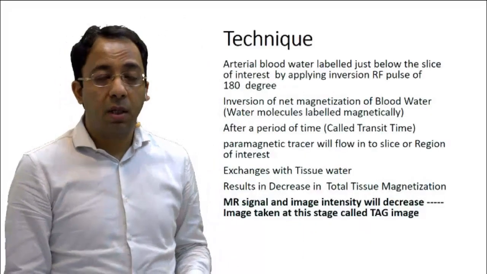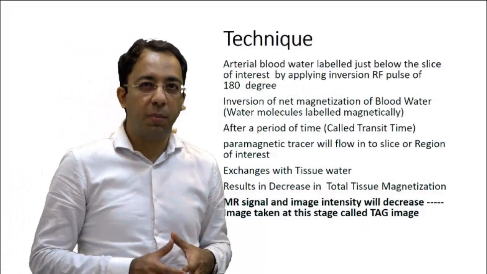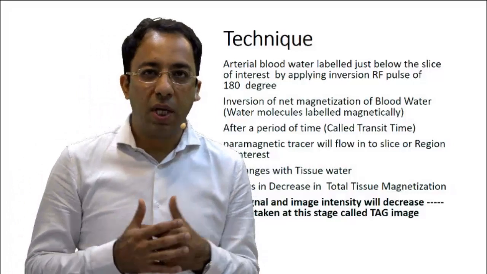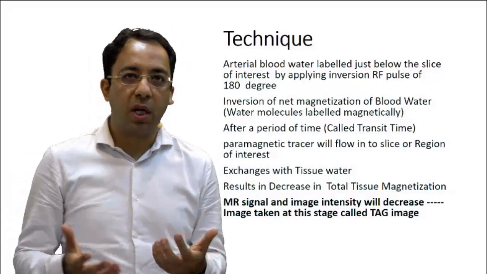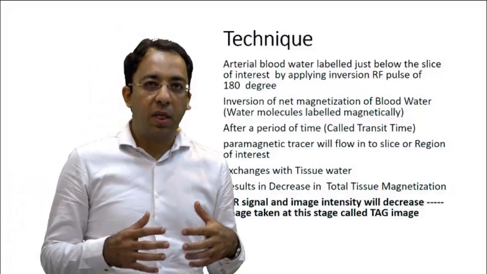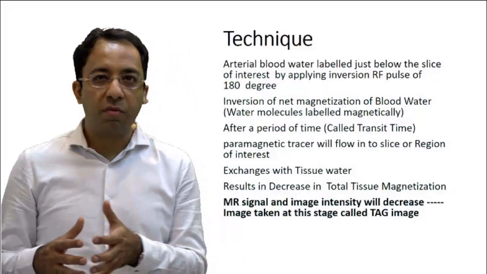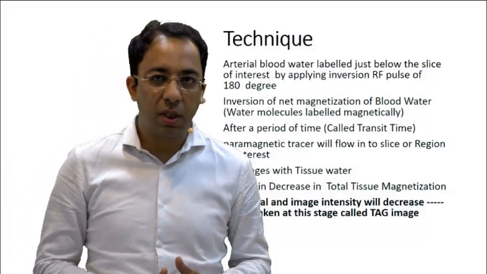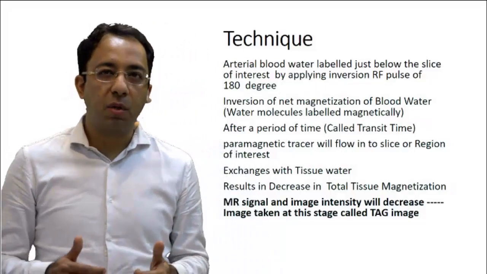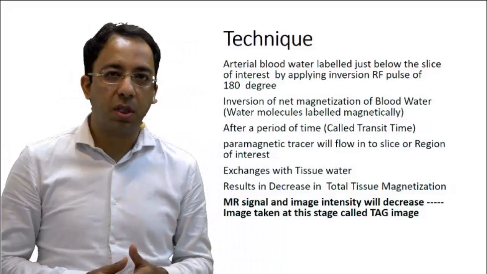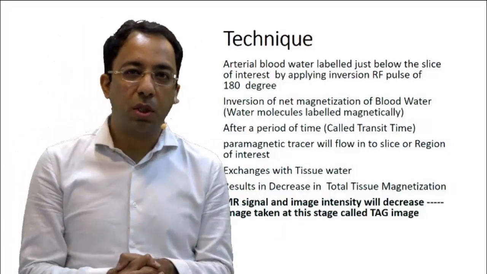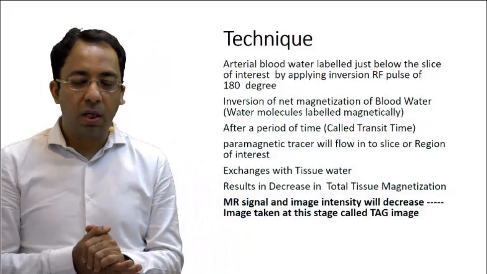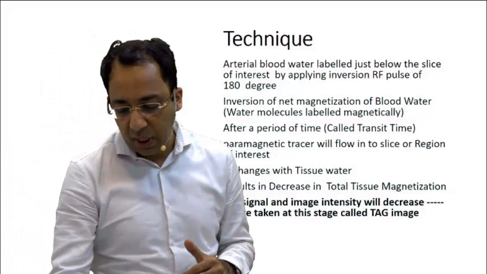How we do arterial spin labeling is that you label the arterial blood water just below the slice of interest by applying an inversion RF pulse of 180 degrees. Then inversion of the net magnetization of the blood water will happen. After a period of time which we call transit time, the paramagnetic tracer will flow into the slice or region of interest. That tracer will affect the tissue water, resulting in a decrease in tissue magnetization, and this image is called the tag image.